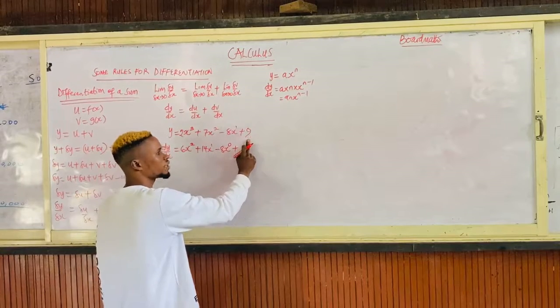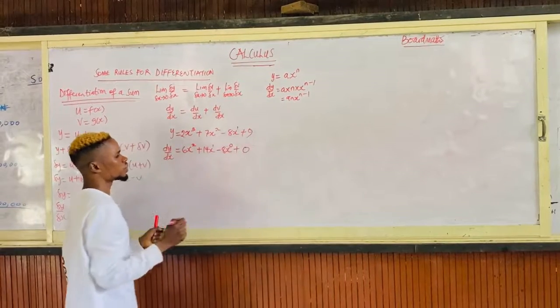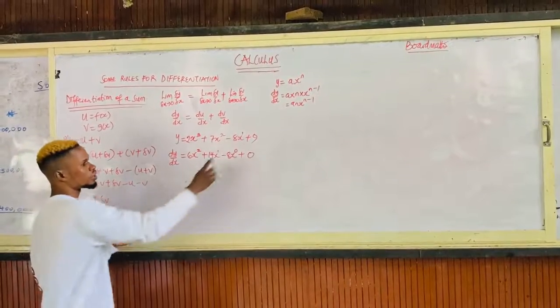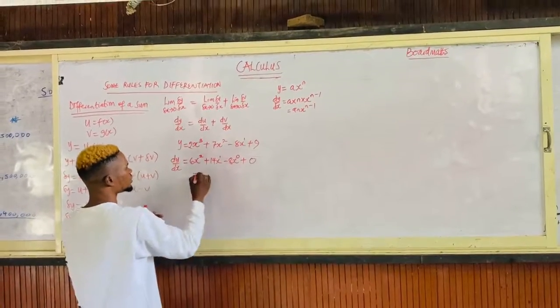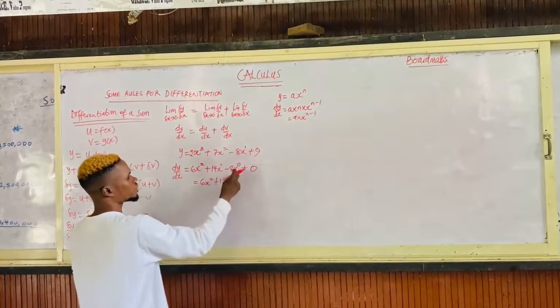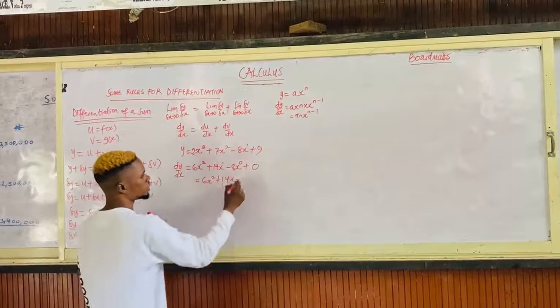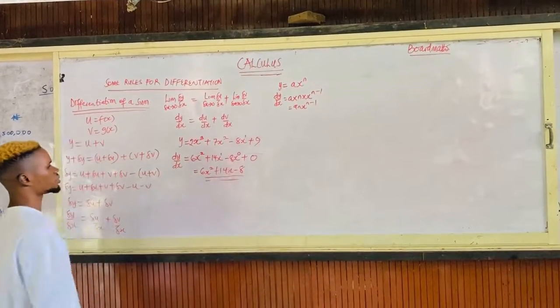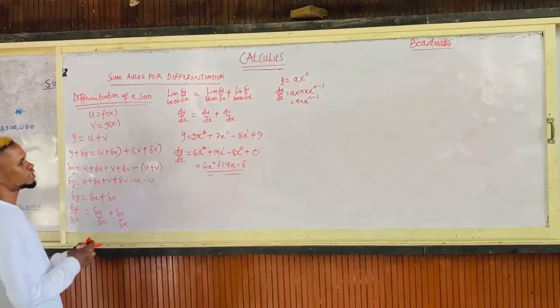The differential coefficient of a constant is 0. That's because we can only find the rate of change of a variable, not a constant. That's why it is 0. That gives 6x squared plus 14x minus x raised to power 0, which is 1, times 8. So that's the derivative coefficient of the function, or derivative of the function.